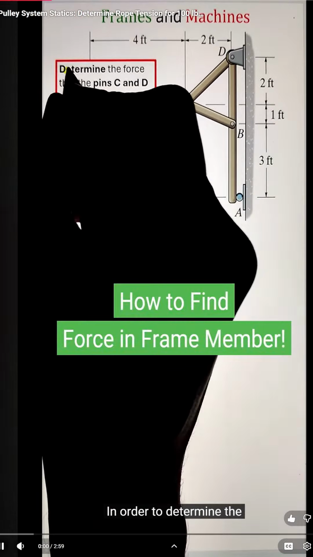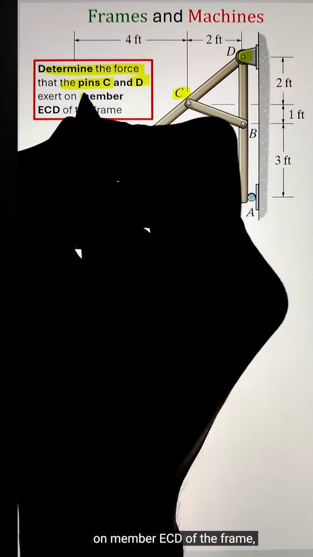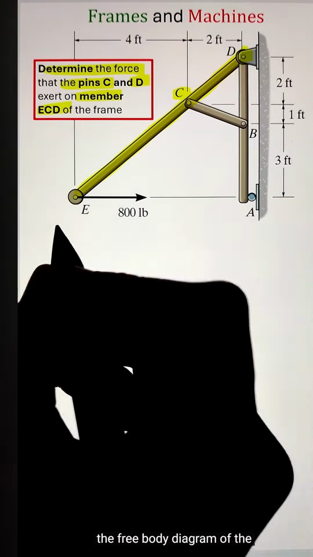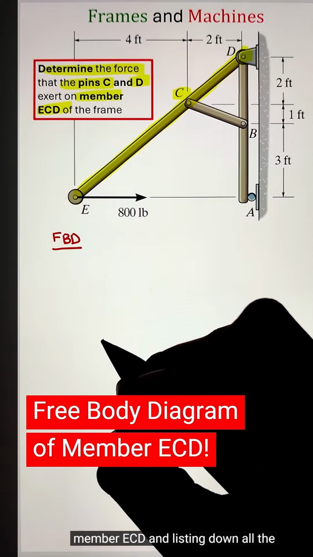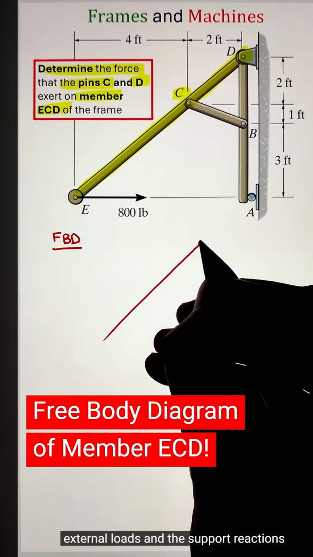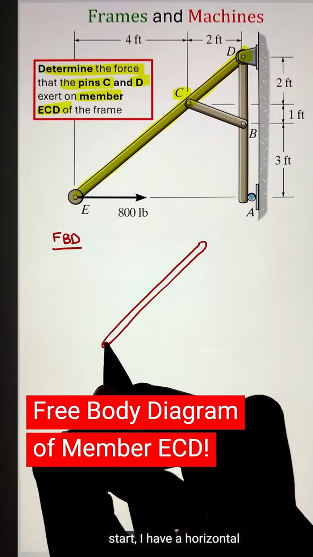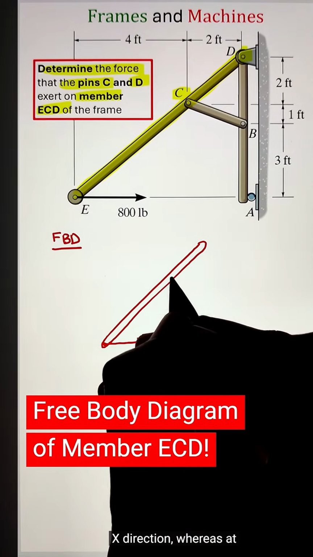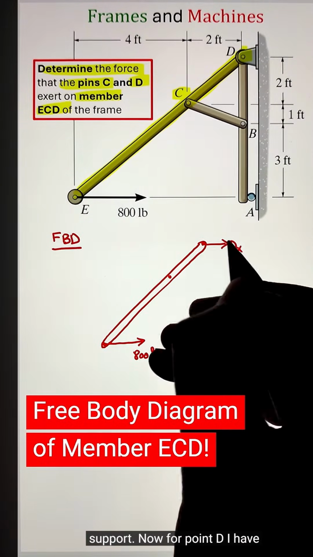In order to determine the force that the pins C and D exert on member ECD of the frame, we can start by developing the free body diagram of the member ECD and listing down all the external loads and the support reactions exerted on the member. To start, I have a horizontal load of 800 pounds acting in the X direction, whereas at point C and D we have our pin support.